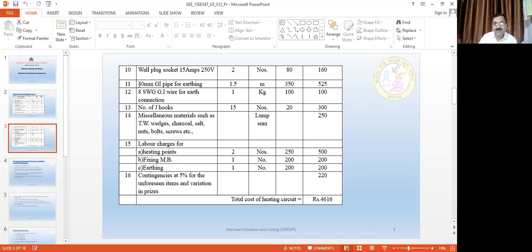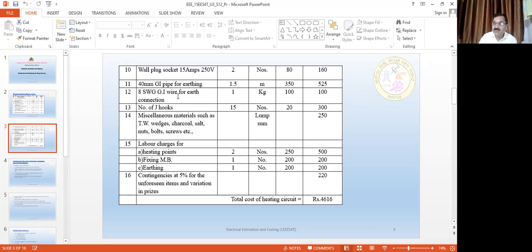So diameter 40 mm, 3 mm thick GI pipe is required. It is about 1.5 meter, or sometimes 2.5 meter pipe is also used for industrial applications. For domestic, we can use only 1.5 meter length of GI pipe. So each meter costs about 350 rupees, so totally it becomes 525 rupees.